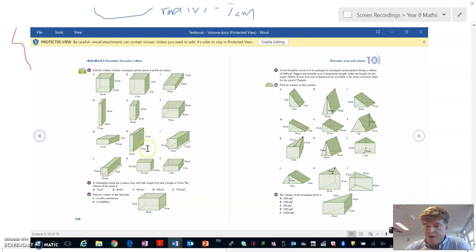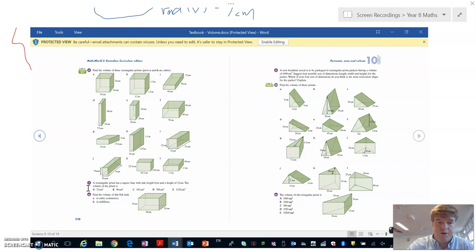I've been asked to go through a couple of questions from Monday's work. So this is from exercise 10.8, looking at questions 7 and 9. Question 7 asks us, a rectangular prism has a square base with a side length of 8 centimetres and a height of 12 centimetres. And then effectively asks us, what's the volume of the prism?